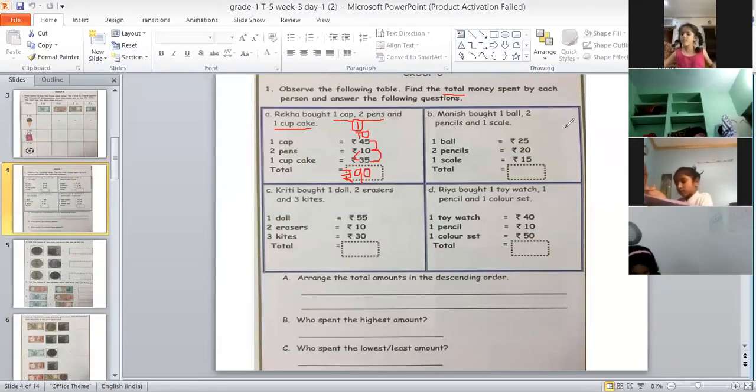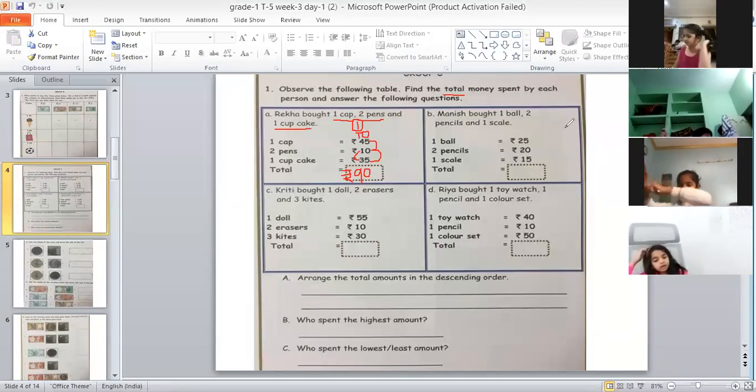Now tell me, what is the cost of 1 ball? Rupees 25. And 2 pencils cost? 2 pencils for rupees 20. And then what is left? 1 scale. Now what is the cost of that 1 scale? 15 rupees. Okay, so now we have to add these 3 costs.